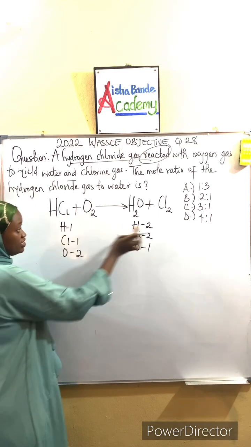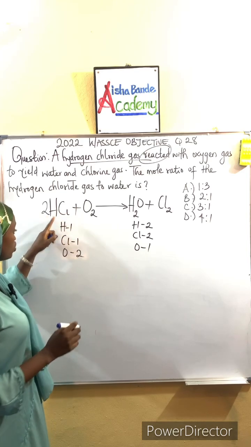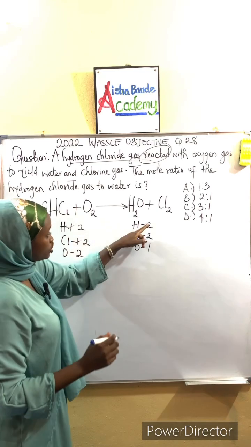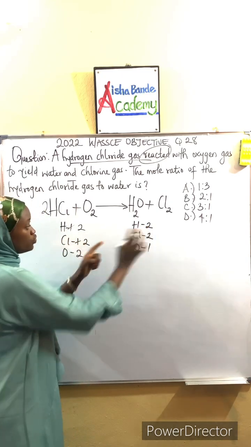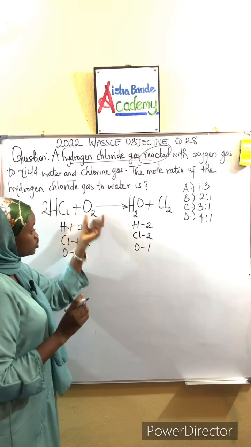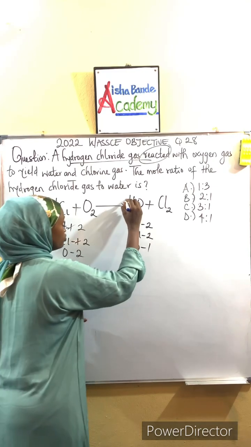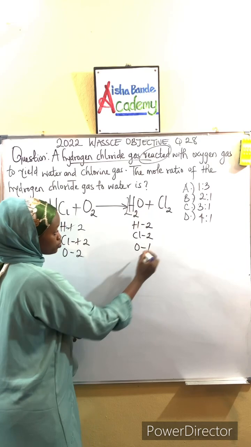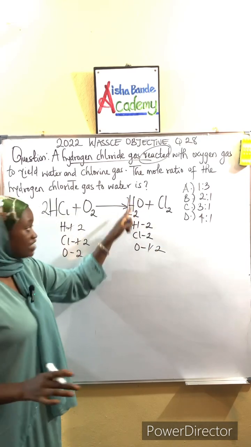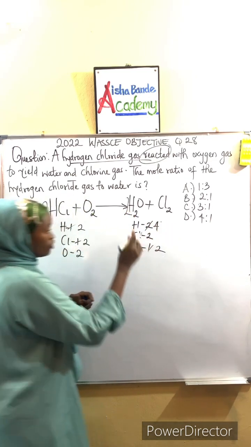Since hydrogen here is 1 and hydrogen here is 2, if we add 2 here, hydrogen becomes 2 and chlorine becomes 2. So hydrogen and chlorine are balanced. What we are left with now is to balance oxygen. Oxygen here is 2, but oxygen here is 1. If we put 2 here, oxygen becomes 2, so oxygen is now balanced. But now it has affected hydrogen. Hydrogen now becomes 4, because 2 times 2, on the product side.